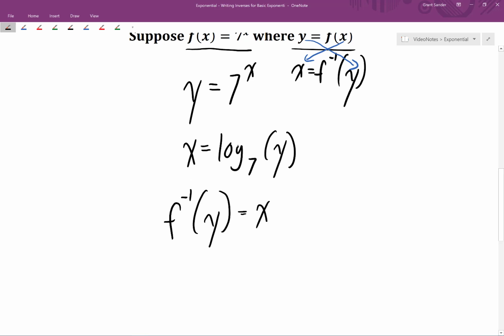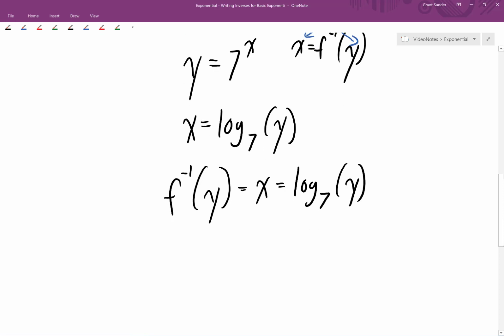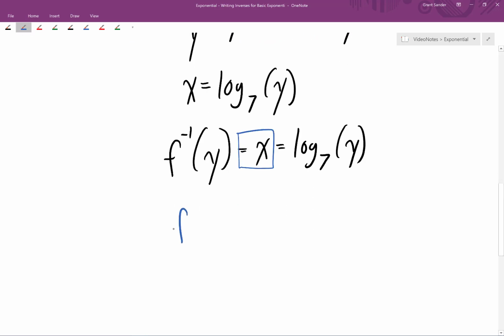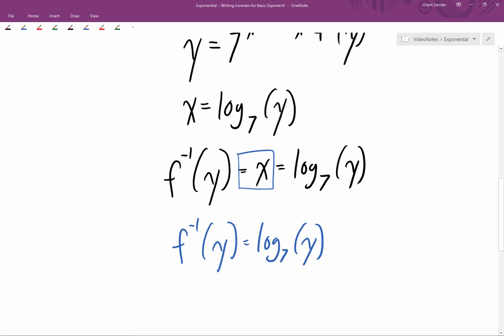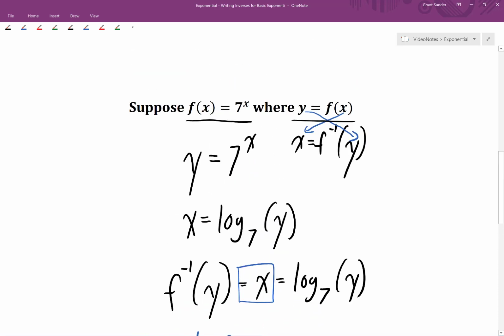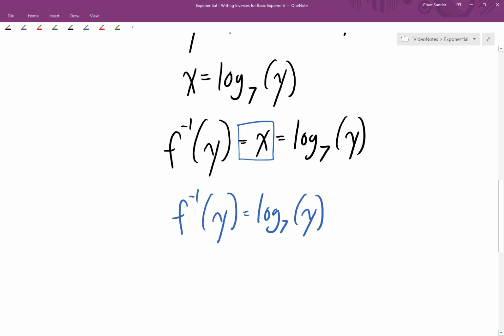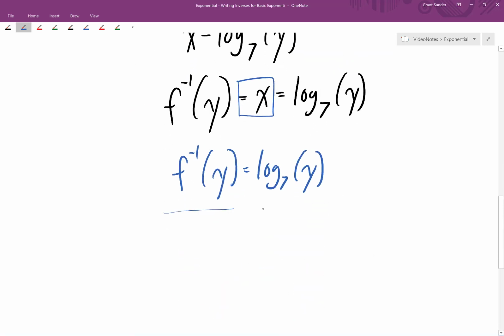We just decided that x is equal to log base 7 of y. Therefore, we could take out this middle piece, so just ignore that piece right there. We can write this as f inverse of y is equal to log base 7 of y. And therefore, we know the function inverse for this original function f. If f of x equals 7 to a power of x, then f inverse of y will be equal to log base 7 of y.